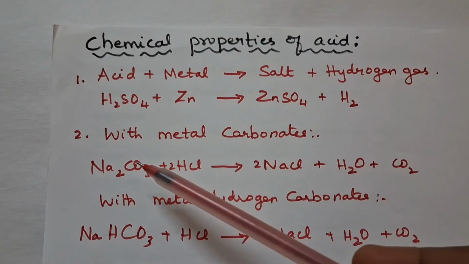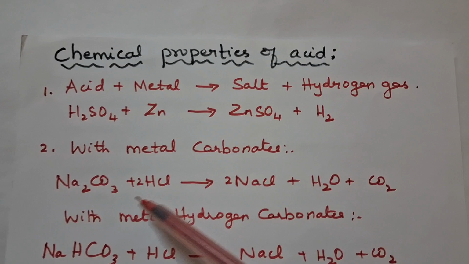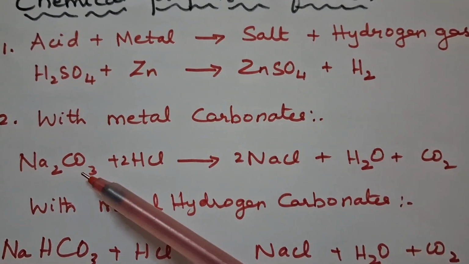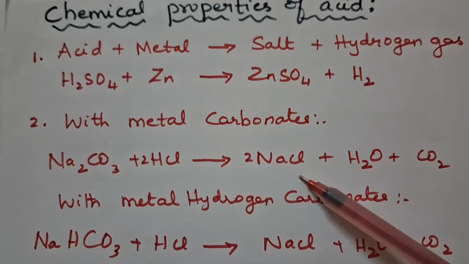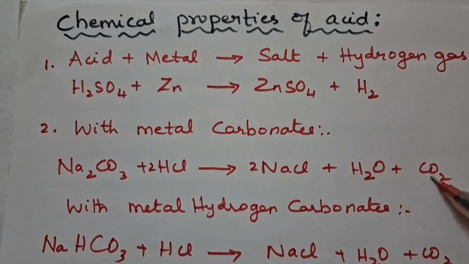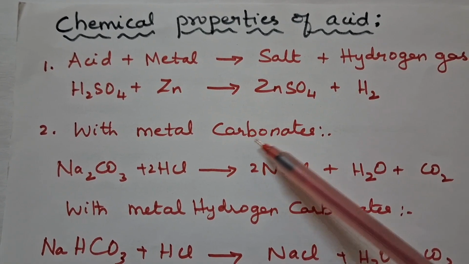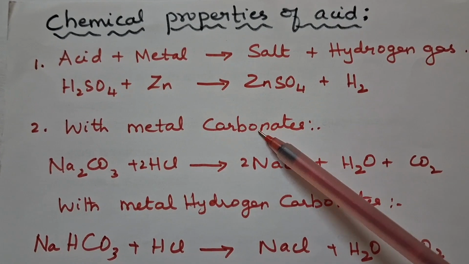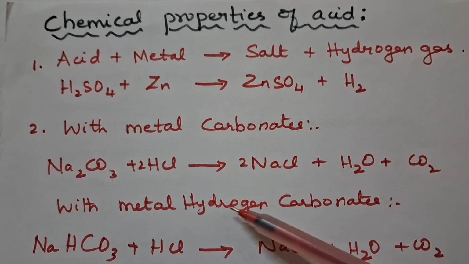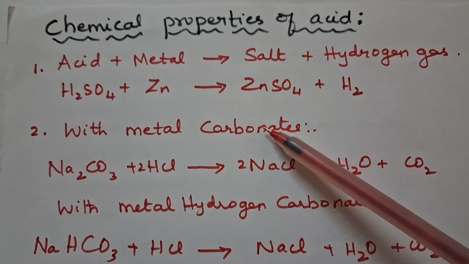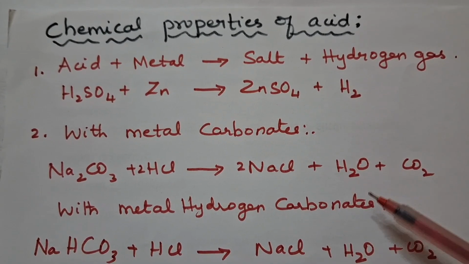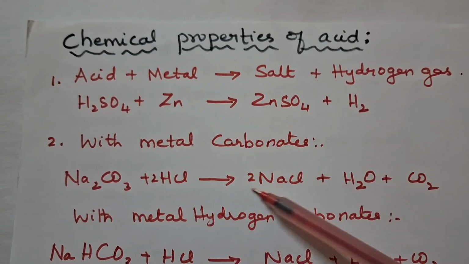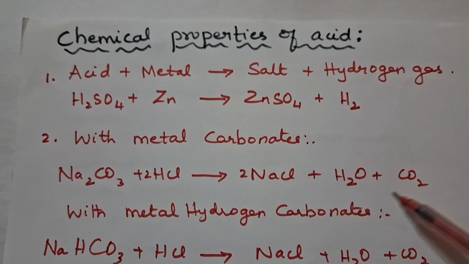Next one is acids with metal carbonates. How do acids react with metal carbonates? So sodium carbonate is here. Sodium carbonate reacts with hydrochloric acid to give sodium chloride, water and carbon dioxide. First we have to understand that when acids react with carbonates and bicarbonates, or hydrogen carbonates, carbon dioxide is always given out with water. So here sodium carbonate reacts with hydrochloric acid to give NaCl, water and carbon dioxide.